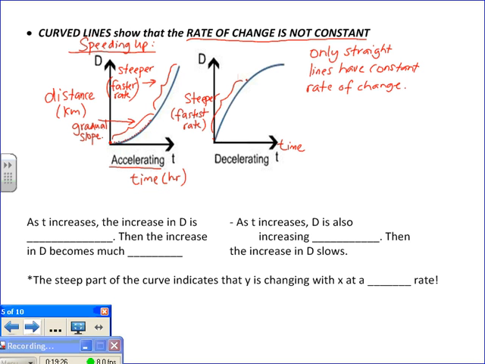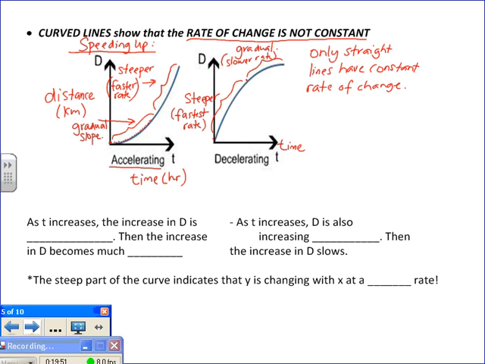And then after a certain period of time, I see that my hill or my curve starts to become more gradual. I'm still covering distance. I'm still increasing my distance with time, but it's at a bit of a slower rate. So I'm starting to slow down a little bit here at the end of this graph.